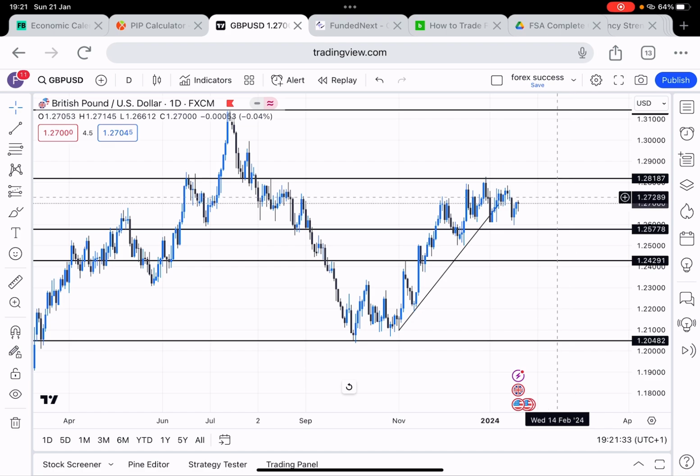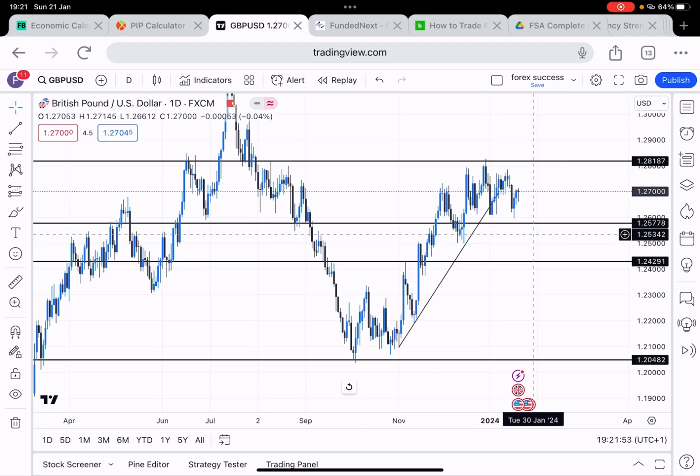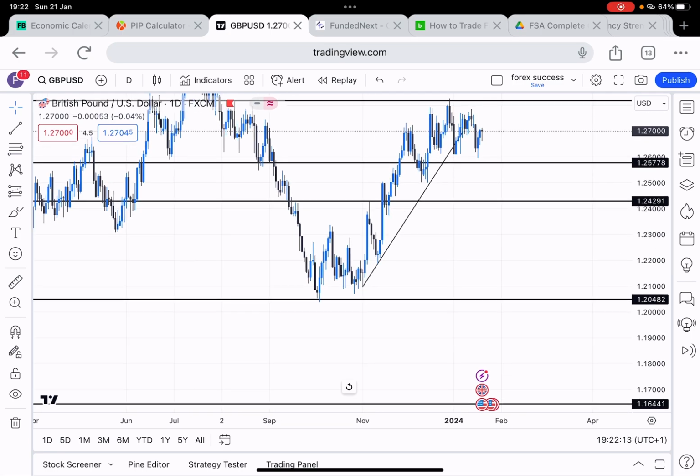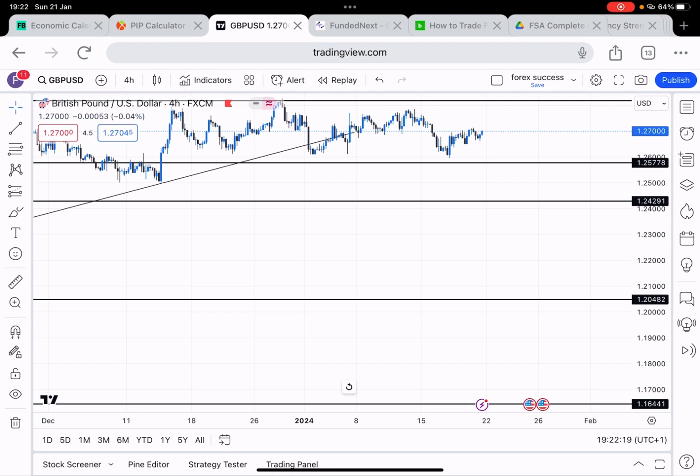However, these horizontal lines, these black zones, are places that I have set in place as my key levels where I am expecting price to react, even if it doesn't reverse the market. It can either form a little consolidation or some pullback before it continues, or it can just break through. So this is from the daily time frame. I can see that price is expected to come around 1.20482.